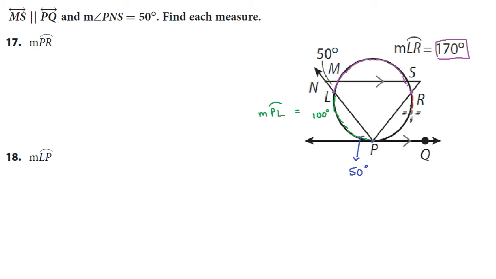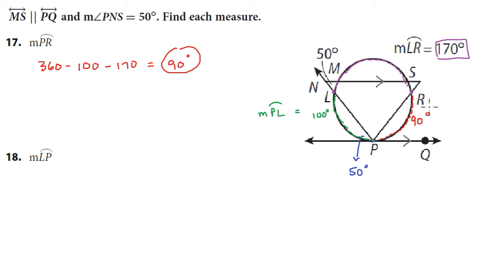So here's our first question. What is the measure of arc PR? Well, that can be found by taking 360 degrees and subtracting the measure of arc PL, which is 100, minus the measure of arc LR, which is 170, and that looks like we have 90 degrees here. Let's see, 100 and 170 is 270, 360 minus 270 is 90. So we just found the measure of arc PR, which is 90 degrees.